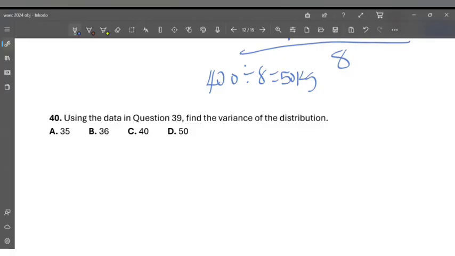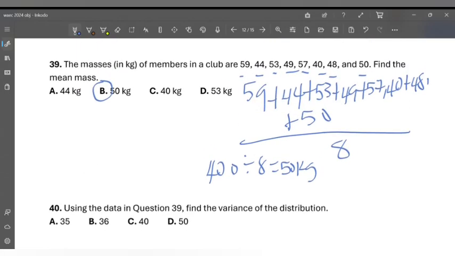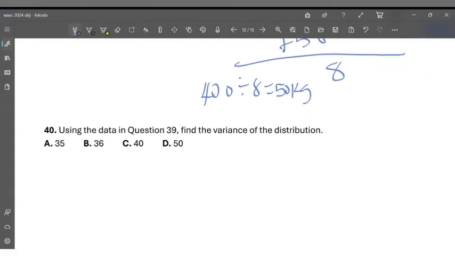All right, so question number 40 says, using the data in question 39, find the variance of the distribution. So this is the data in question 39. We are given the masses of some members of a club. We are told to find the variance of that distribution. Now, what's the formula for variance? The formula for variance is equal to the summation of (x minus x bar) all squared over n.